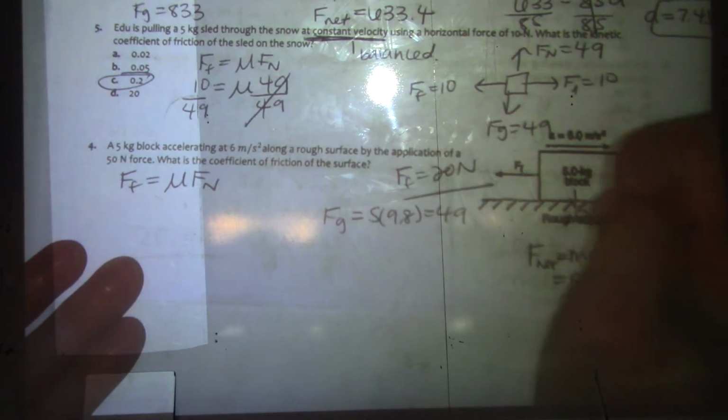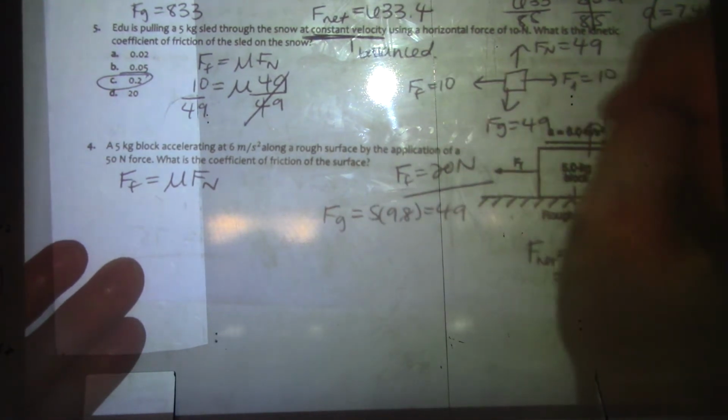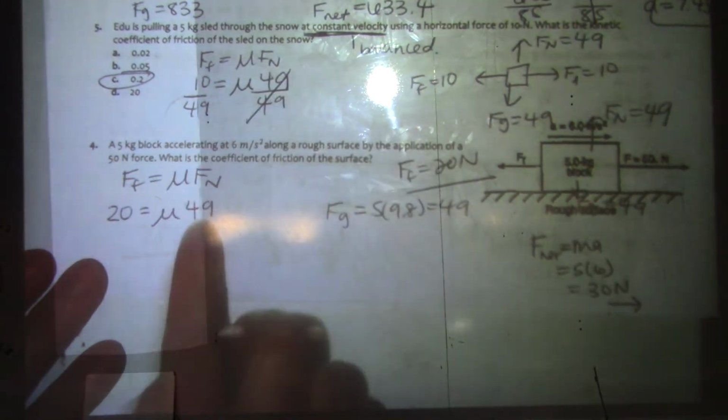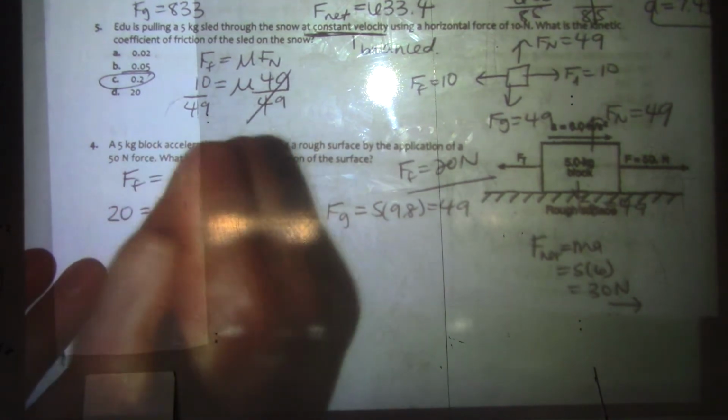First, let's find our normal force, so find Fg. That's going to be 5 times 9.8, which is 49. So Fg is 49, and my Fn would also be 49. Now I'm ready to plug in because I know the force of friction and I know the normal force. Force of friction is 20. Fn is 49. Divide the 49 over, and that gives me a mu of 0.408.